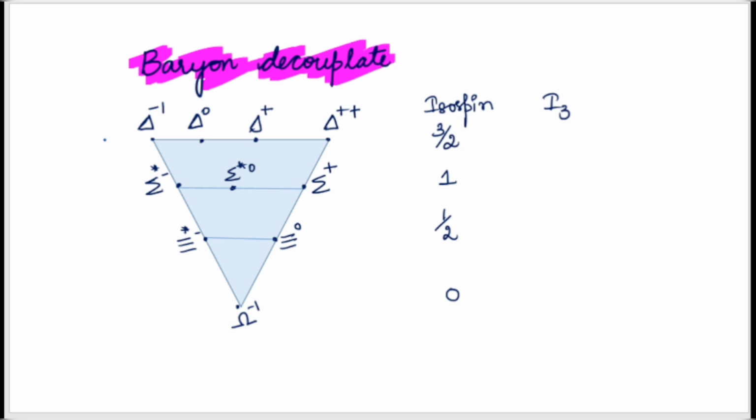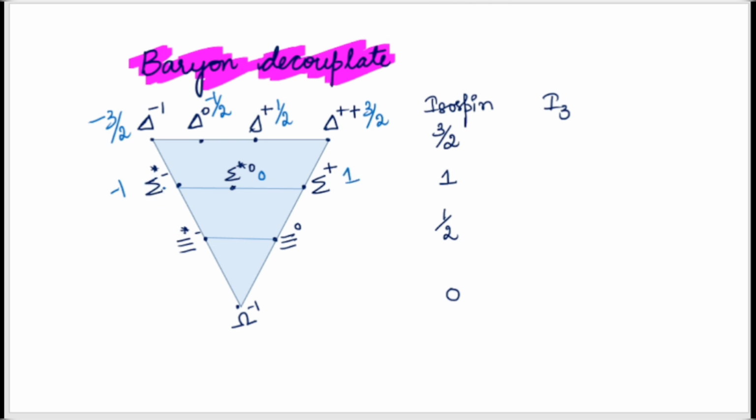Next, the third component of the isospin I am showing in light blue color. You can see here it is minus 3 by 2 for delta to the power of minus 1. Here it is minus 1 by 2 for delta to the power of 0, and for delta positive it is half, and for delta positive positive it will be 3 by 2.